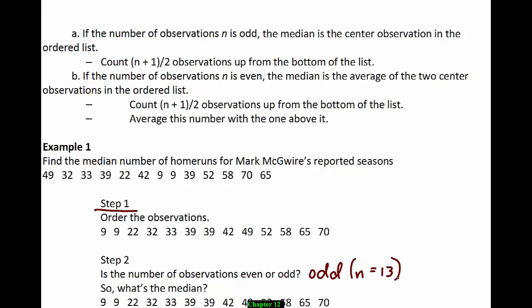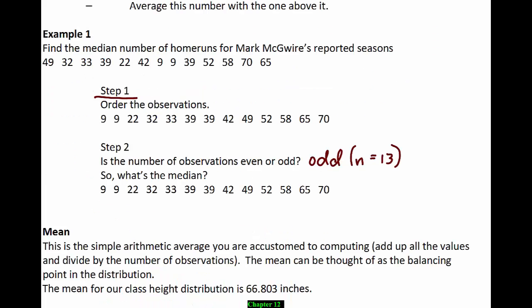So now let's find the median. Well, we have an odd number of observations, so there's going to be a middle value. And if 13 is our sample size, then there are going to be 6 values on the left and 6 values on the right of the median. So the median is 39. So 39 home runs is the median value of home runs. That is, half the seasons he had more than 39 home runs and half he had less.